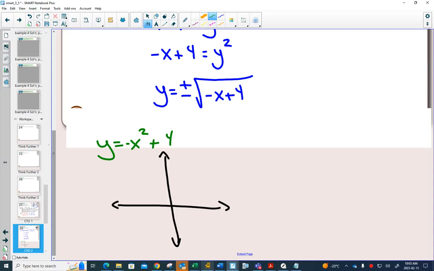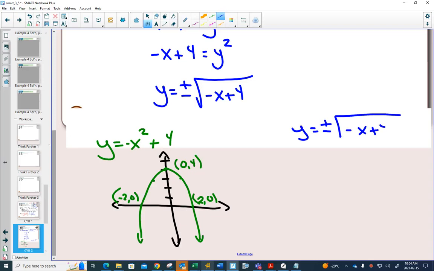I think about my normal parabola. I do a vertical reflection, which would flip it down, and then I shift it up 4 units. There is my parabola. Now when I go to sketch my inverse, and I'm going to do that on a separate graph here, plus or minus the square root of negative x plus 4, there's 2 ways that you could sketch your inverse.